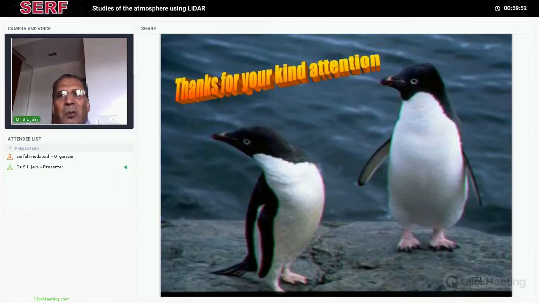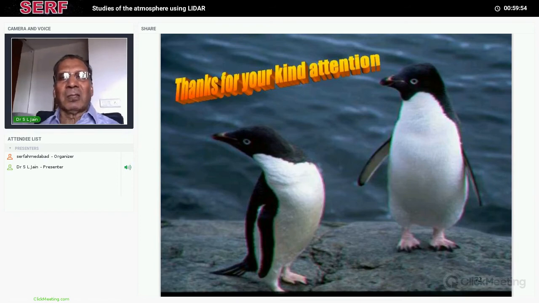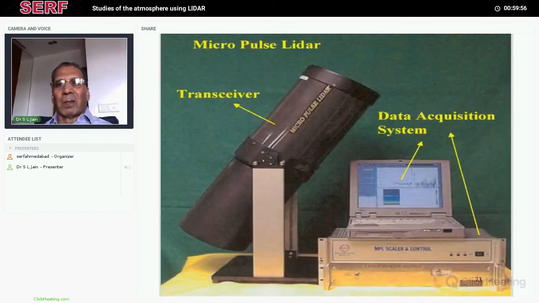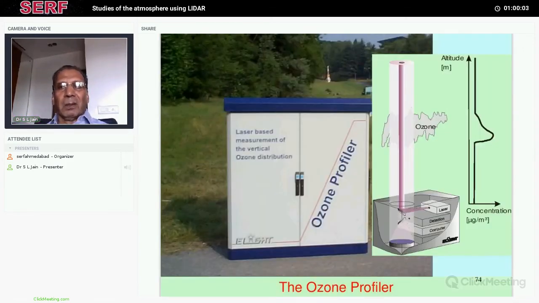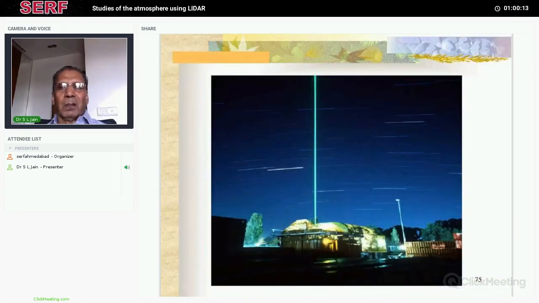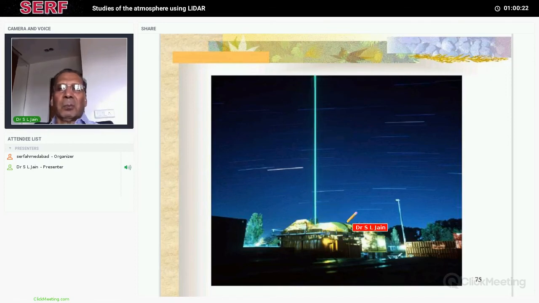And these are the local populations there. They are the citizens of Antarctica. This is a micropulse LIDAR, commercially available. And this is another micropulse LIDAR, which is again an ozone profiler, and is commercially available. And this is another system at some observatory, which is sending a laser beam during night, and you can see a very nice beam going up in the atmosphere, and backscattered radiation is observed here.